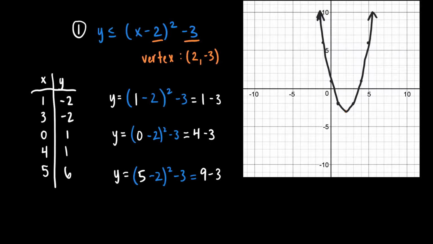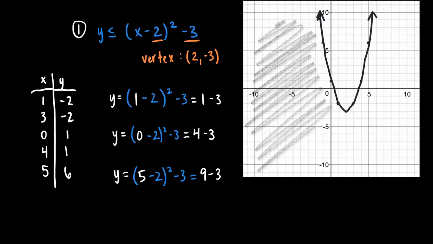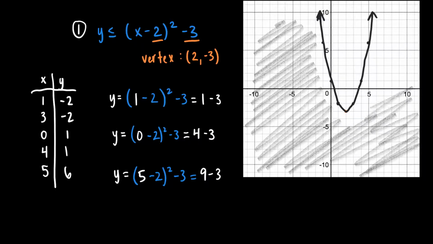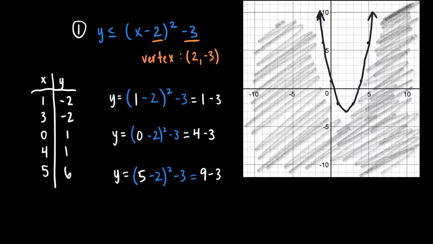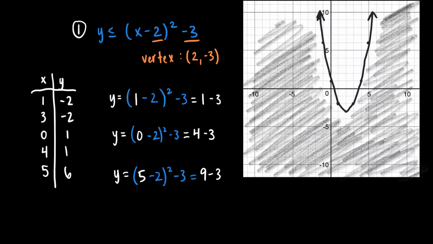Since we want y less than or equal to x minus 2 squared minus 3, we're going to shade below the parabola. Okay, so we're going to shade everything that happens to fall below the parabola. All of this stuff. Okay, and that's going to be the solution to our quadratic inequality.